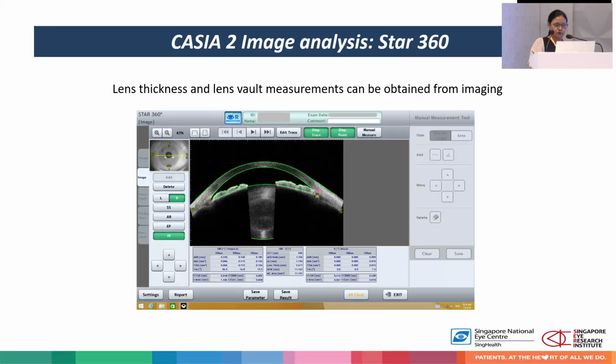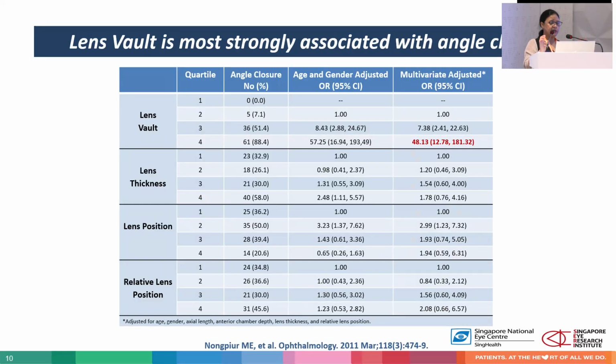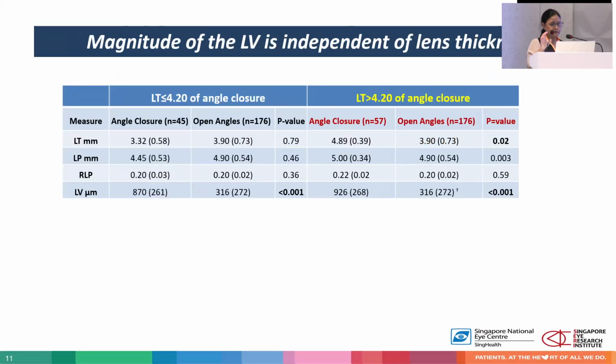Now the CASIA-2 not only gives us measurement of the lens vault, but the other lens parameters as well. In this study, we found that the lens vault is more strongly associated with angle closure compared to other more traditional risk factors, such as lens thickness or lens position. And let me spend some time on this slide.